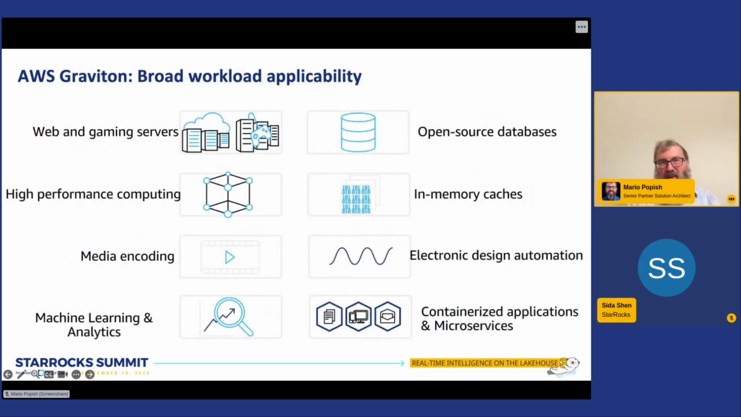Graviton is a general purpose processor. It's applicable to all sorts of things: open source databases, being important at the moment, high performance computing, machine learning, and containerized applications, which go great on Graviton. With multi-architecture containers, you can actually run mixed architecture in your environment. We see a lot of customers, of course, running web servers and API servers, as well as the ever popular machine learning.